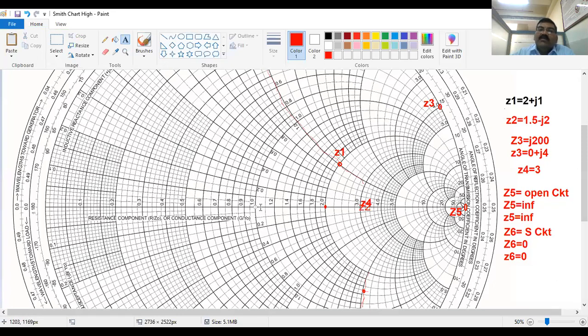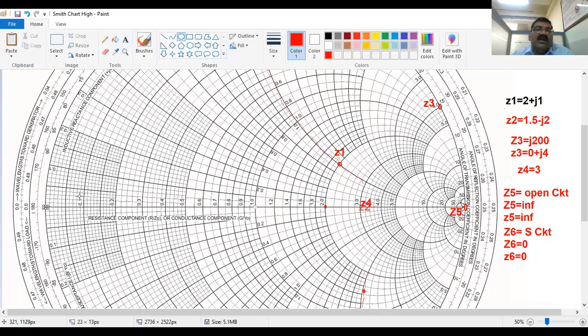Obviously, it will be the real part, and 0 will be located... Short circuit will be located where? Yes, correct. Left hand side. So 0, it will be on the left hand side. So this is 0.2, 0.1, and this is the 0. So this 0 will be on the left hand side.